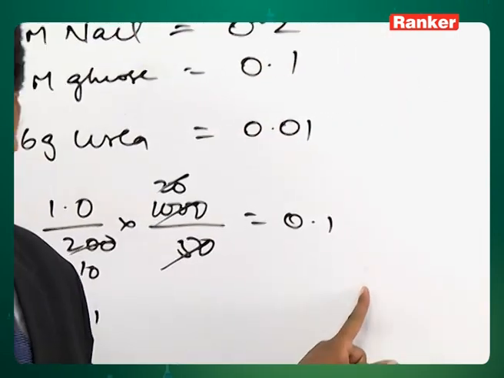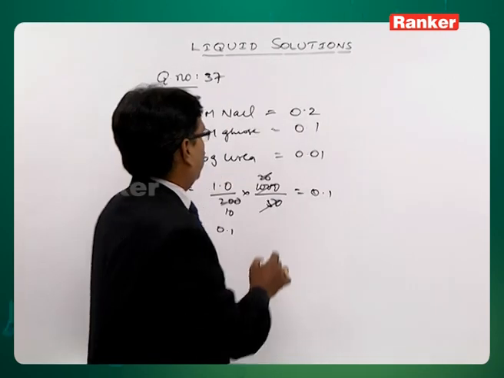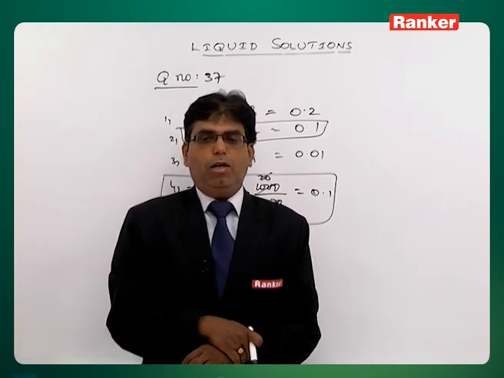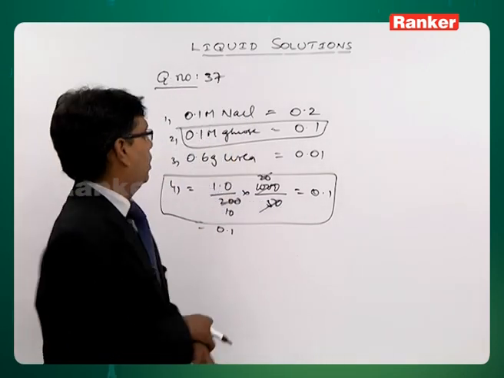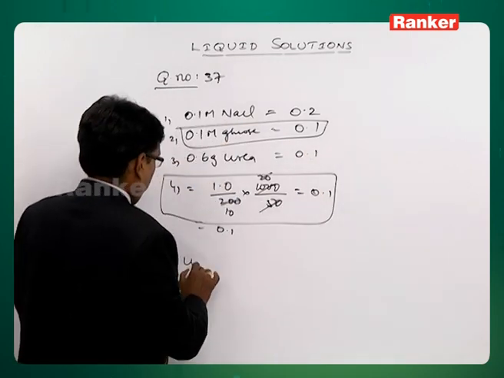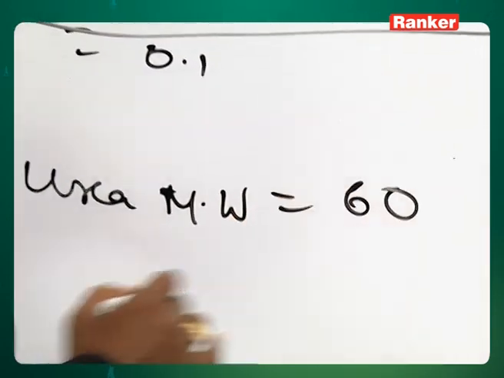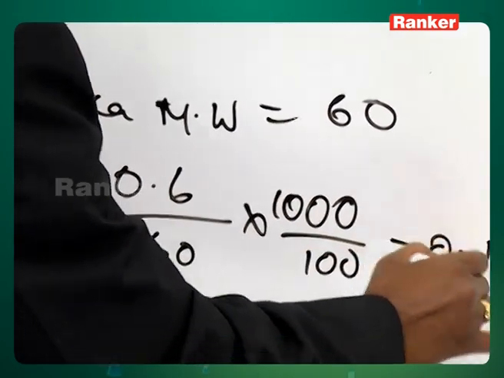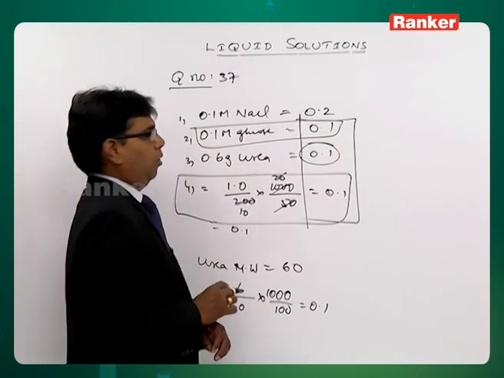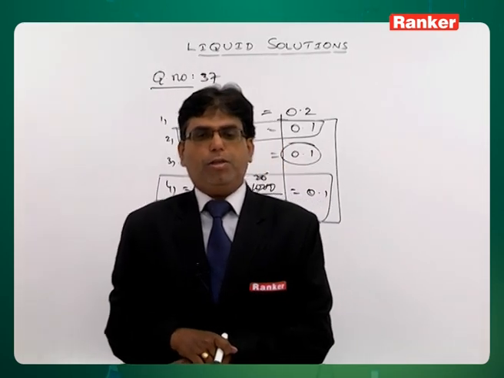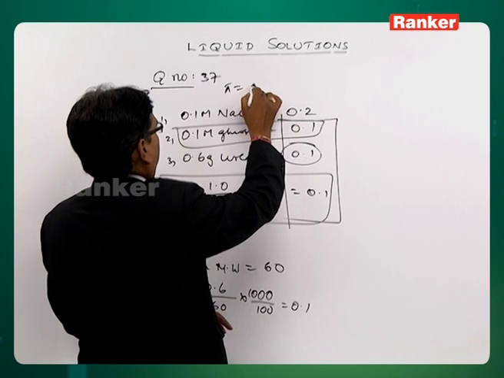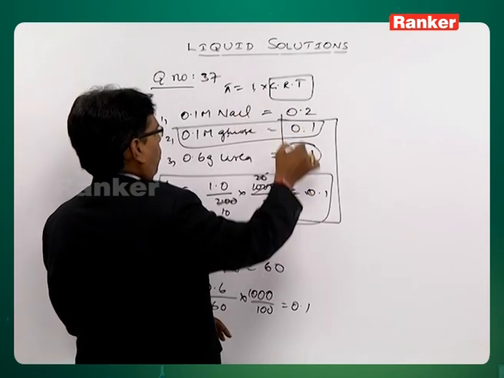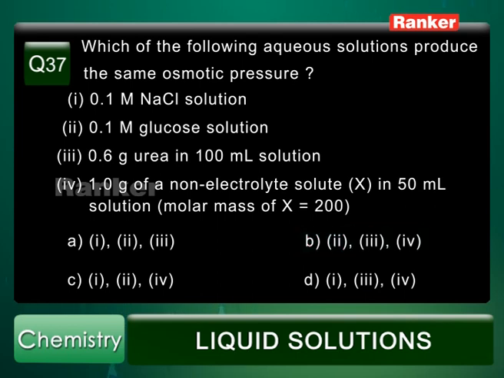So, these are the particle concentrations. Now, which of the following aqueous solutions produce the same osmotic pressure? This one and the fourth, as both of them are 0.1. And 0.6 grams of urea in 100 ml is also 0.1 because urea molecular weight is 60. So, 0.6 by 60 into 1000 by 100, that is also 0.1. So, all of 2, 3, 4 will give the same osmotic pressure. As pi is equal to i into C into R into T, all these 3 are non-electrolytes, concentration is 0.1, i is equal to 1. So, it should be second, third, fourth, that is option B.